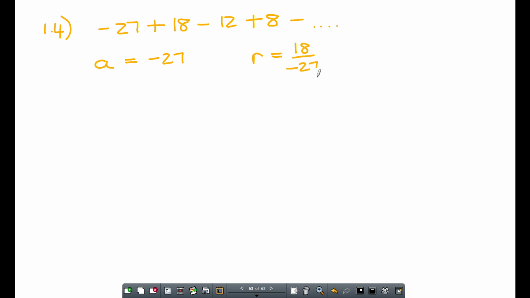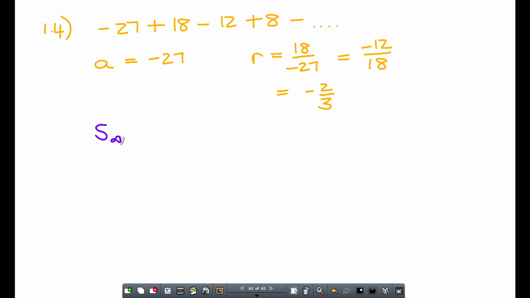Okay, so 1.4, same thing. They said minus 27, 18, minus 12, plus 8, and so on. Okay, so the A value would be minus 27. The R value would be 18 over minus 27, or you could have said minus 12 over 18. Same thing. They are both going to give you minus 2/3. Okay, now we can fill in.